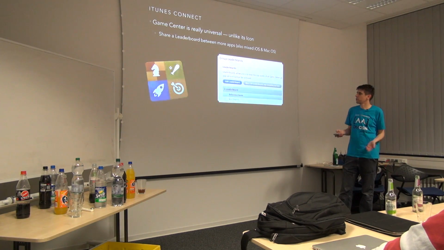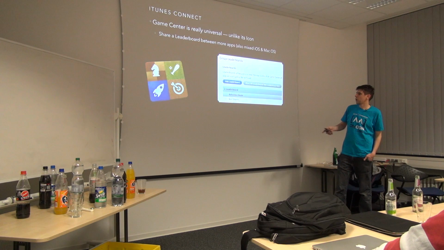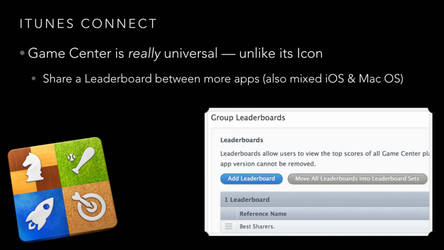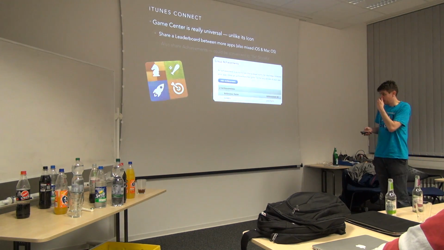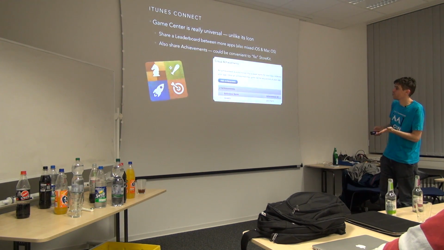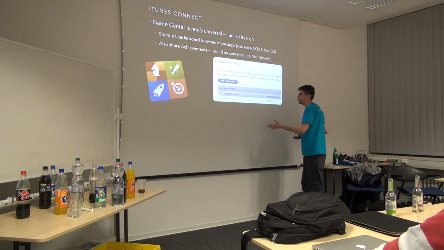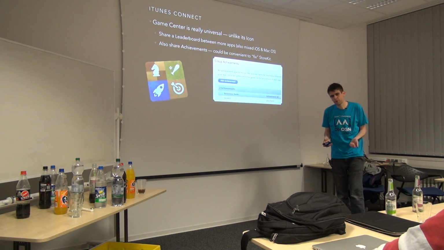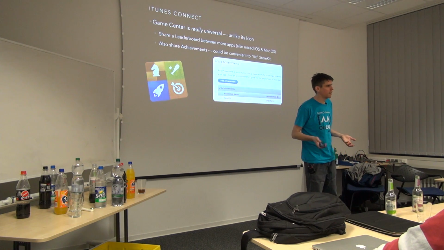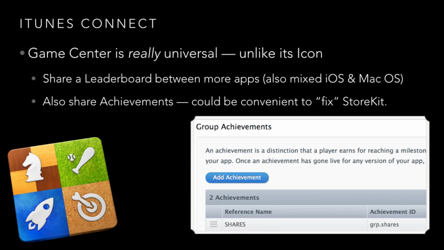So what you do is you just go in iTunes Connect and add the leaderboard. One of our leaderboards is the best sharers, which I will come to later in the talk. And then I have an achievement called shares, which is when you have shared that many times, like 10 or 20 times, you get a free character. That was basically our idea: every time you share to Facebook, we give you 1 point, and once you've shared like 10 times or 20 times, we give you a free character. But I'll come back to that later.